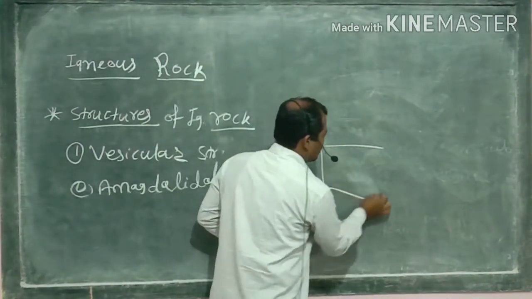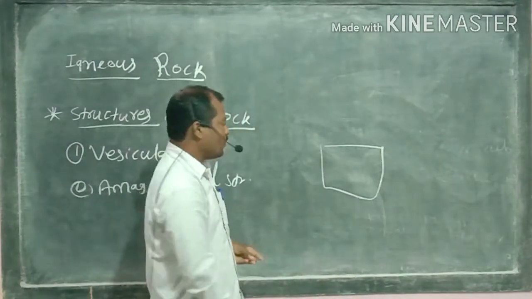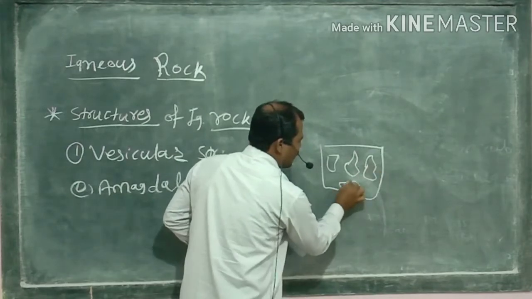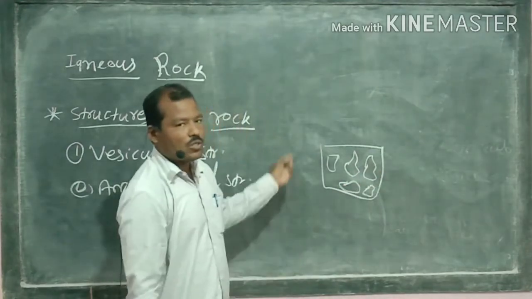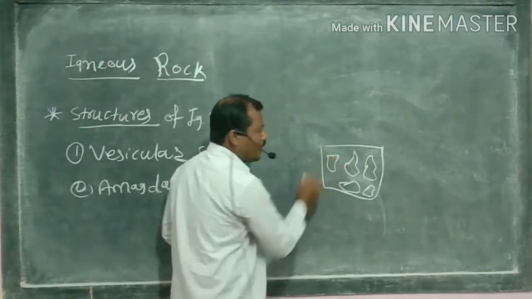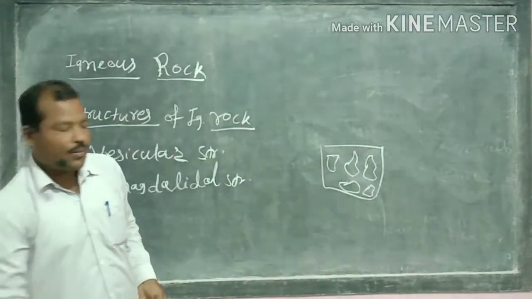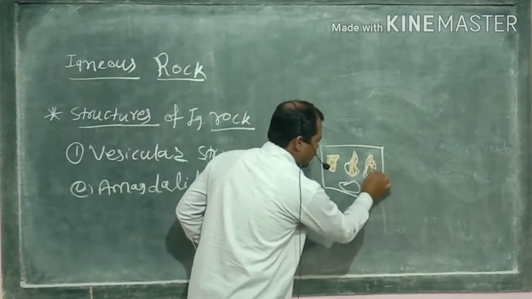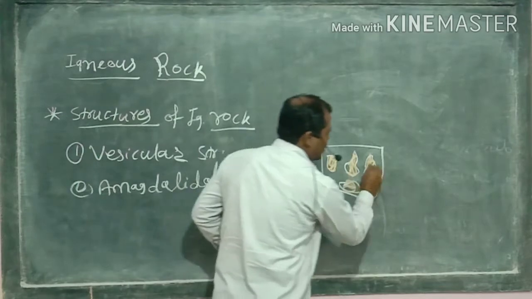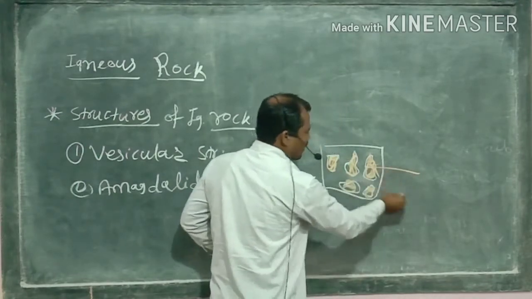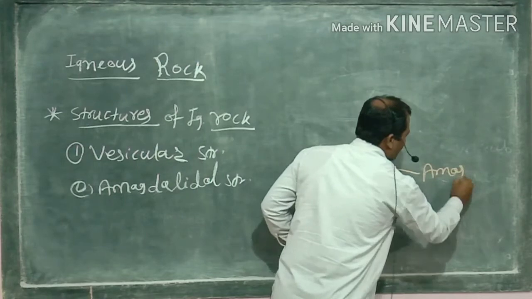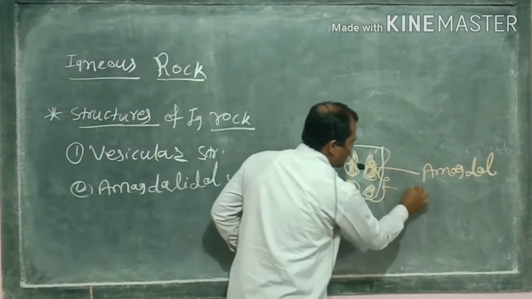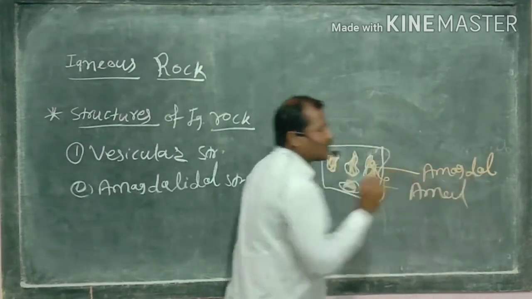Look at this. This is a specimen, maybe basalt. These are vesicles. A numerous amount of gas cavities are in the rock. Those vesicles are filled by secondary minerals. This is the secondary mineral. This is called an amygdale, and the total structure is called an amygdaloidal structure.